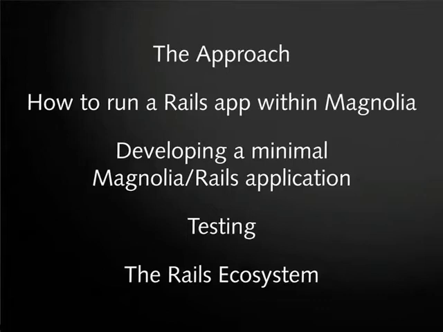So, what we're going to cover. First, I want to talk about our approach, what was important for us. Then I'll give you a quick introduction in how to run a Rails app within Magnolia. Then I'll give a quick case study on how to develop a very, very simple application with Magnolia and Rails. And then I'll talk about some testing and some ecosystem stuff, but that's basically it.